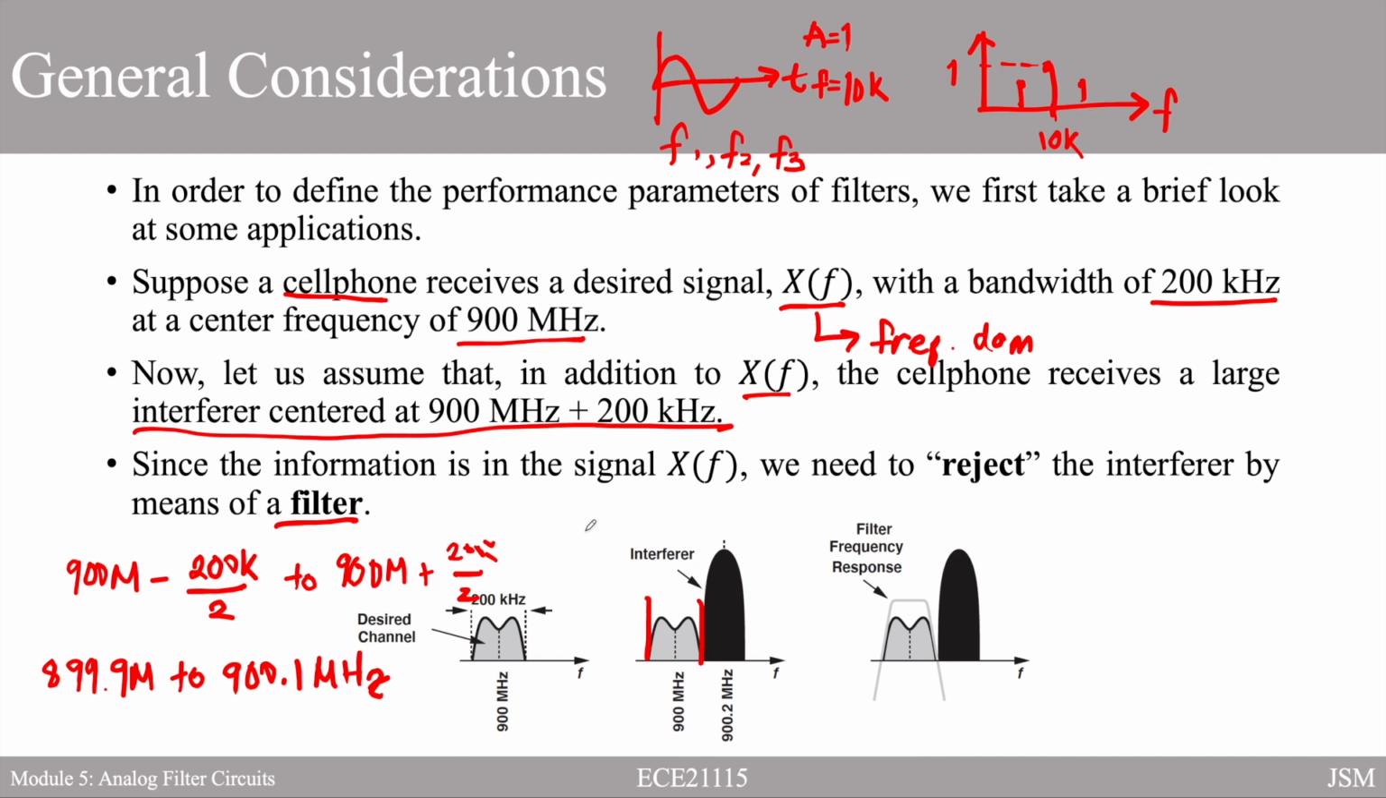So pag sinabi nating filter, meron siyang mga pinapadaan and meron siyang nire-reject. So ito po yung use ng filter natin. Gusto natin mapadaan lang a specific set of frequencies po and i-reject yung ibang frequencies.